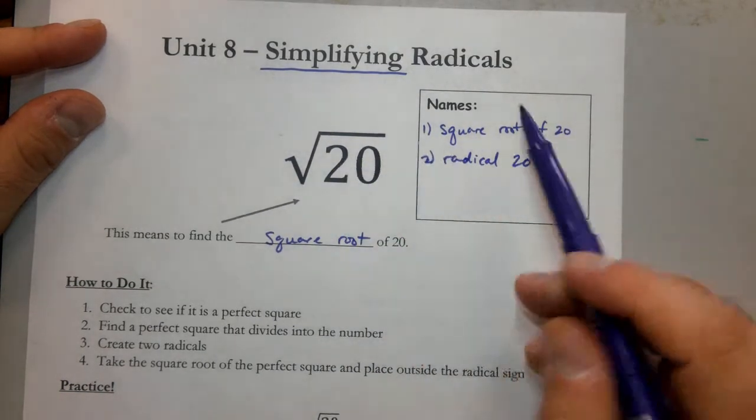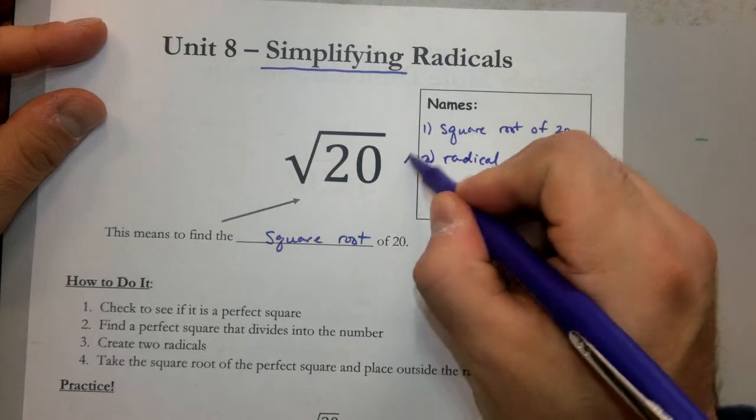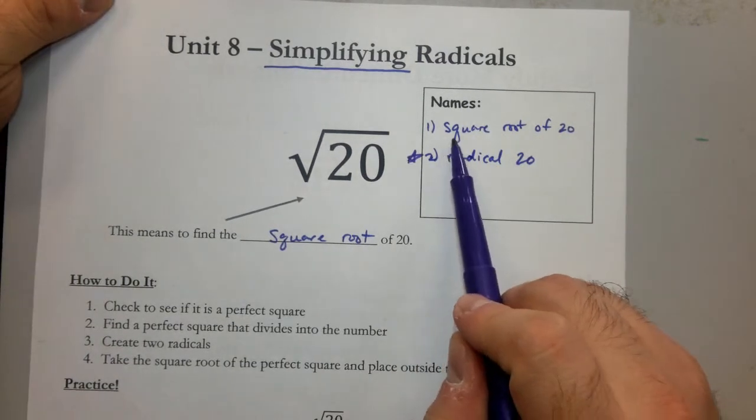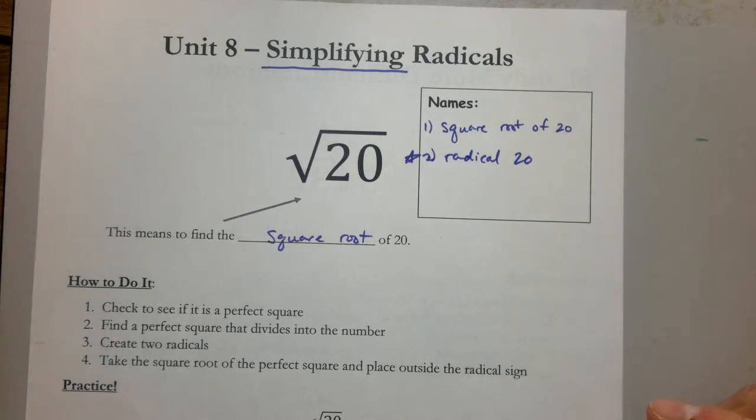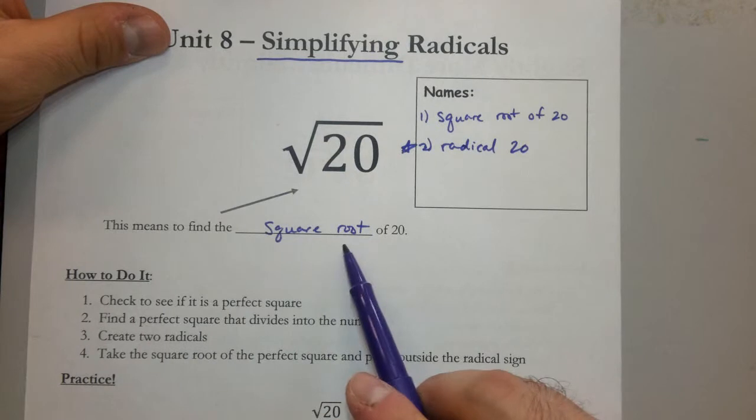So right here we have this phenomenal math term. It's called radical 20, which is how we really would probably refer to this, but what it means is the square root of 20. So back in the day in 6th grade you learned about perfect squares, and you probably remember a few of them. Some of them are 4, 9, 16, so on and so forth. So this is finding the square root of 20.